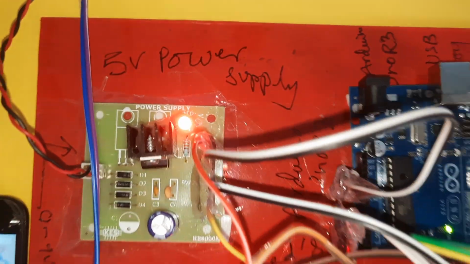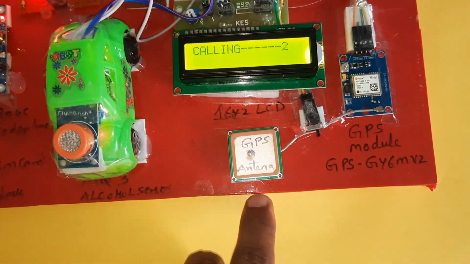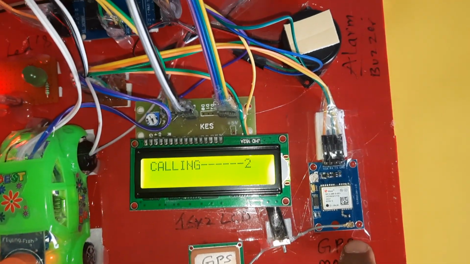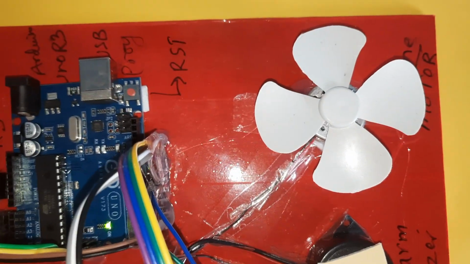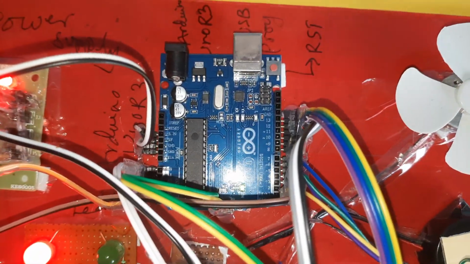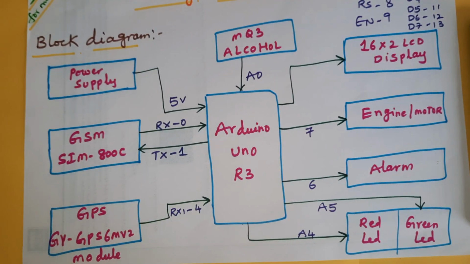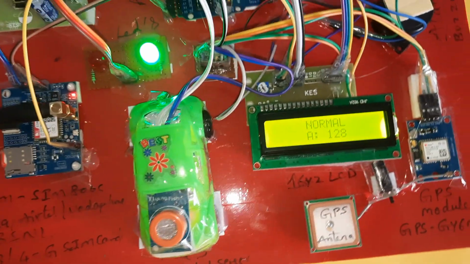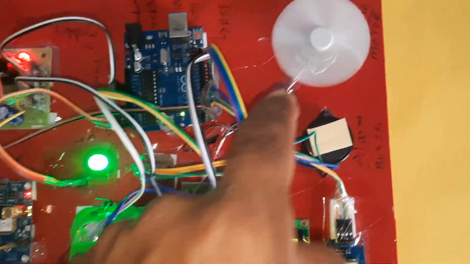Power supply board, GSM module, MQ3 alcohol sensor, GPS antenna, GPS module, 16x2 LCD display, alarm, engine motor, red LED, one green LED indicator, Arduino Uno R3 board. Here we are using the total block diagram of the project with pin numbers. 180 below, there is no alcohol. Green LED on, engine on.